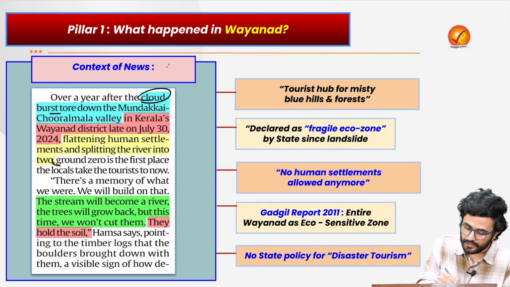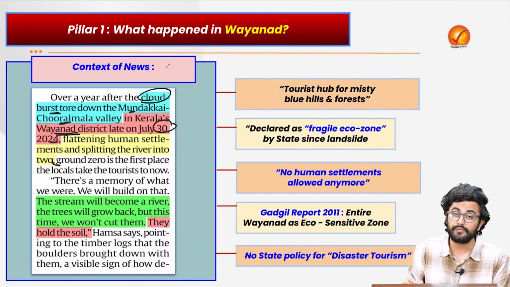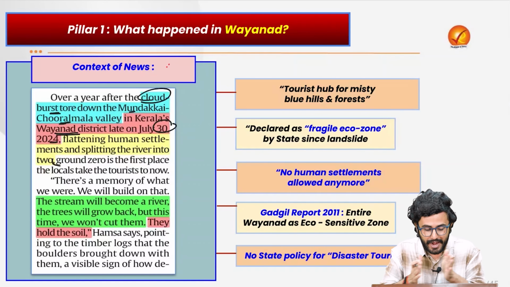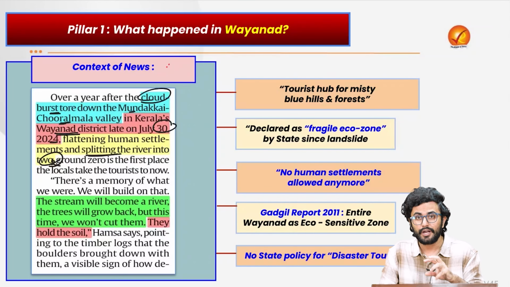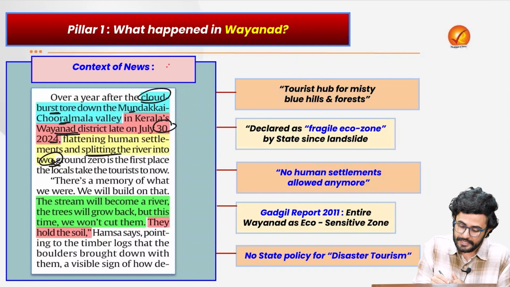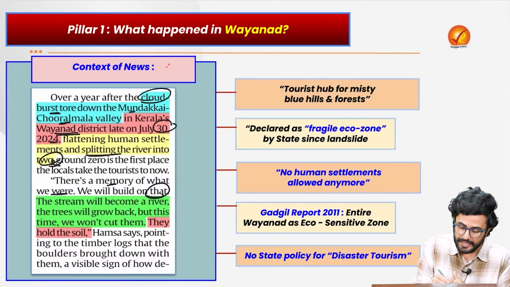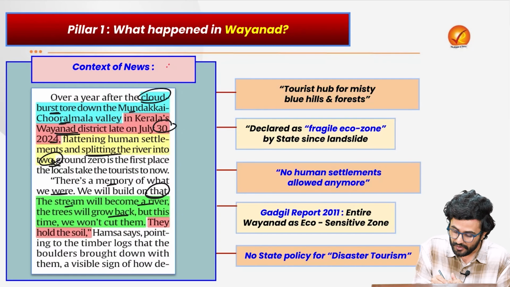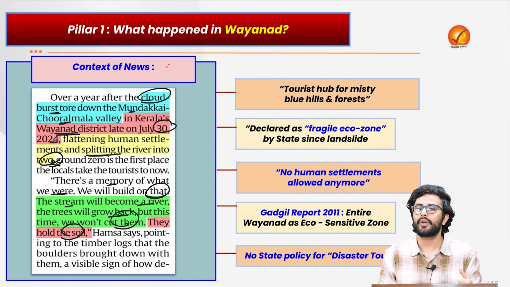Over a year after the cloudburst tore down the Mundakkai Chooralmala Valley in Kerala's Wayanad district on July 30, 2024, which ultimately led to the complete flattening of human settlements as well as splitting the river into 2, a local villager recalls the memory of what we were, and we are going to build on that. The stream will become a river over a period of time, and the trees will grow back, but this time we are not going to cut them. Why? Because the long roots which penetrate to the bedrock actually hold the soil.